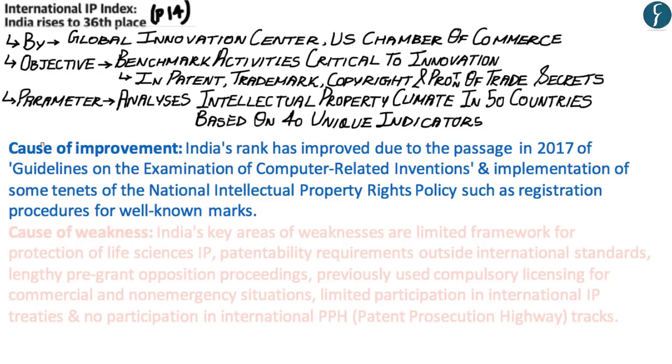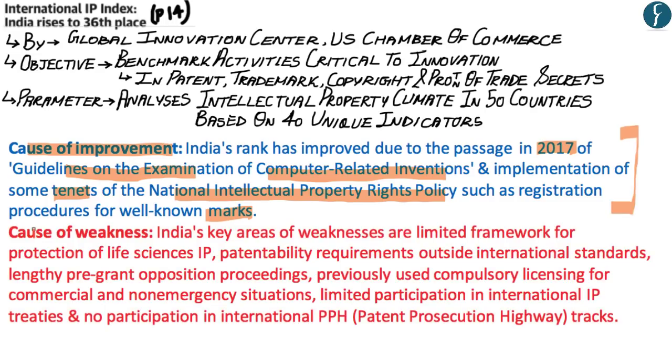Now, apart from this, another aspect that you should understand is what has been the cause of improvement in India's ranking in the International IP Index. Now, India's rank has improved due to the passage of the guidelines on the examination of computer related inventions that was passed by the Government of India in 2017. Apart from this, another reason why India's ranking has improved, which has been given in the report, is because the Government of India has implemented some of the features of the National Intellectual Property Rights Policy, such as simplifying various procedures for registration of trademark. However, these were the only two reasons given in the report as to why India's ranking has improved.